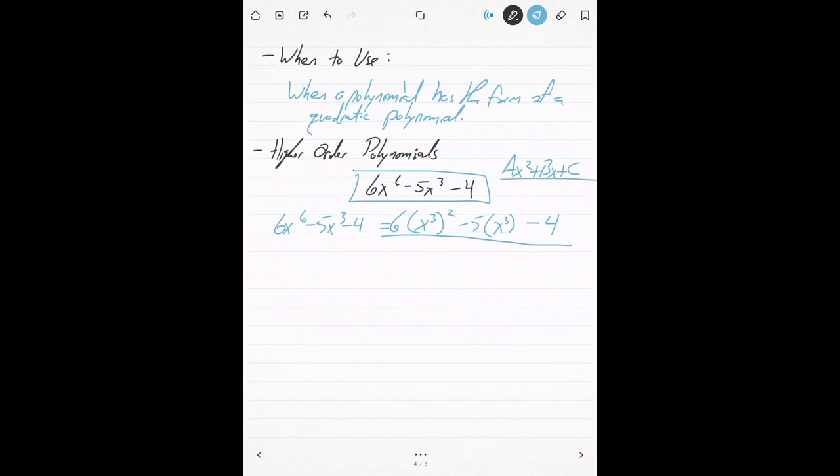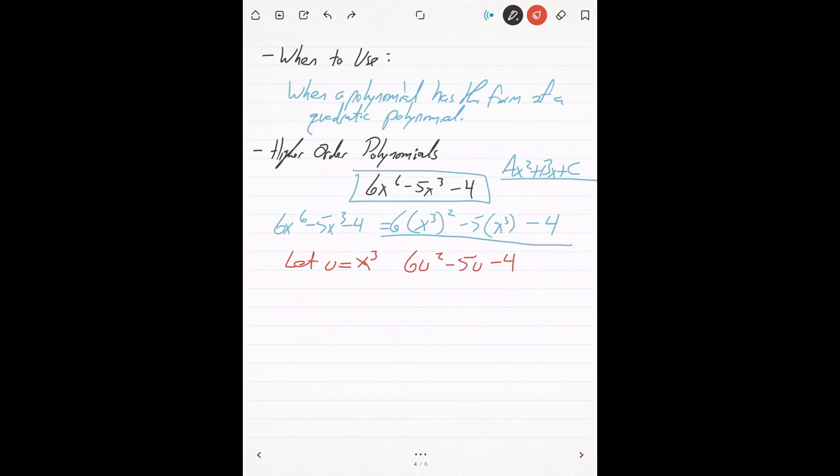Let me use a dummy variable. I'm going to use u again. For me, I just always use u. So let u equal x cubed. We are going to see that when we sub this in, it's the same form as a quadratic, where we have a quantity squared, we have a number times a quantity, and then just a number or a constant by itself. So we can factor this down just like normal.